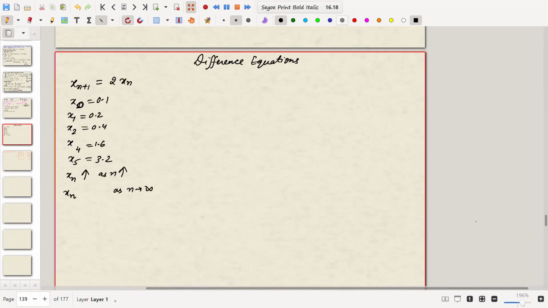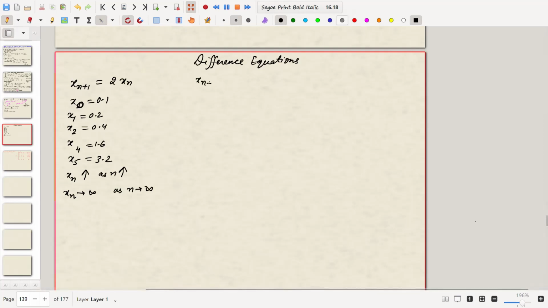How much? But then what should be the value? Like how can it tend? So x_n is going to infinity as n tends to infinity. So x_n is diverging.